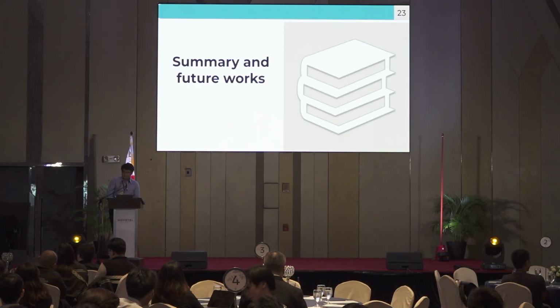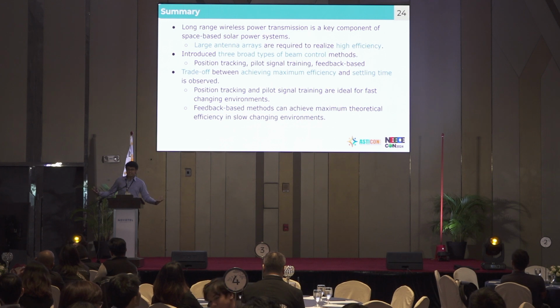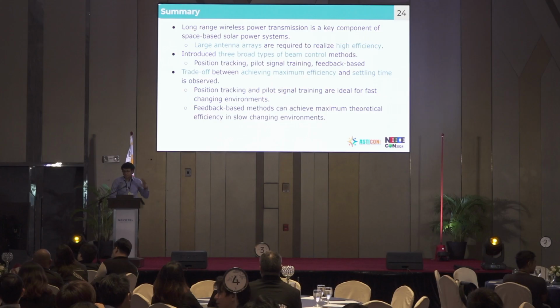So to summarize this presentation, if you want to transmit in long range, you need a large antenna composed of small antenna elements, and you must be able to control them. We introduced 3 broad types of techniques to control the beam, and we observe a trade-off between trying to achieve maximum efficiency afforded by the channel and the settling time. So the slower you are, the more you're able to achieve maximum efficiency.